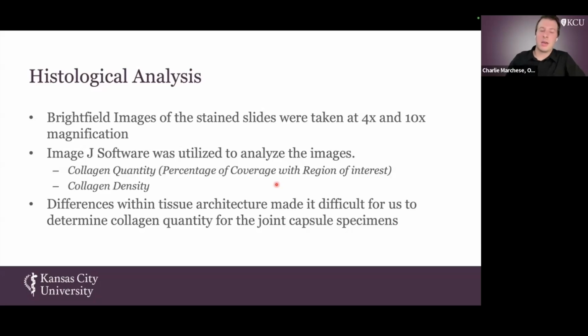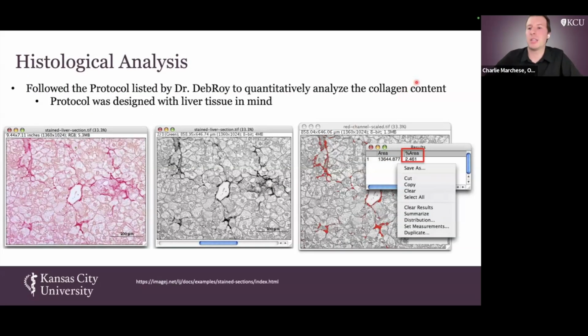Now, when looking at collagen quantity, we had to get somewhat creative with how we chose to analyze these. So in parentheses, I have percentage of coverage within a region of interest. We'll discuss a little bit more about what that means and why we chose to do that. But I do want to point out that differences within the tissue architecture made it difficult for us to determine collagen quantity for the joint capsule specimens themselves. And we'll go a little bit more in detail on what that really means and why that was difficult. So for a histological analysis perspective, we followed the protocol that was listed by Dr. DeBroy, who had done something similar to quantitatively analyze collagen content from a tissue sample. Important to note is the fact that this protocol was designed specifically within liver tissue, and that was almost problematic for us. We really had to be creative with how we then translated this to more of a connective tissue structure.